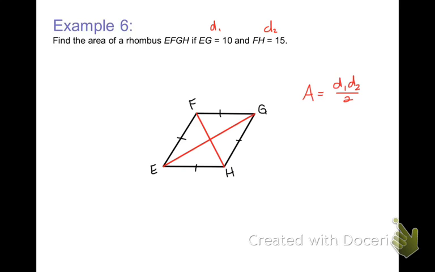So what is diagonal 1? 10, right? Diagonal 2? Okay, so if you do 10 times 15, you get 150 divided by 2, and you're done.